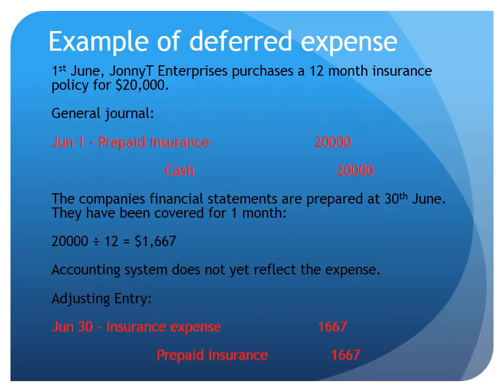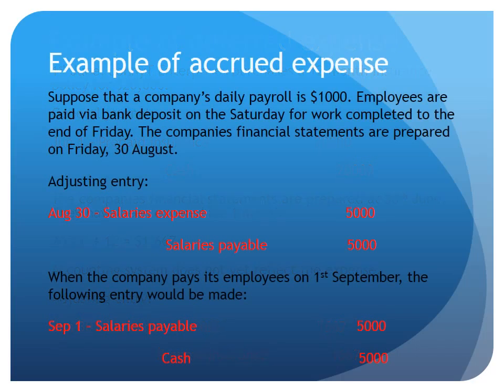Here, Johnny T Enterprises should immediately debit the insurance as a prepaid asset before the end of the period and credit the cash they paid. After the end of the period, they should then credit 1 month's worth of prepaid insurance, as it has lost that much of its value, whilst debiting the insurance expense that arises.